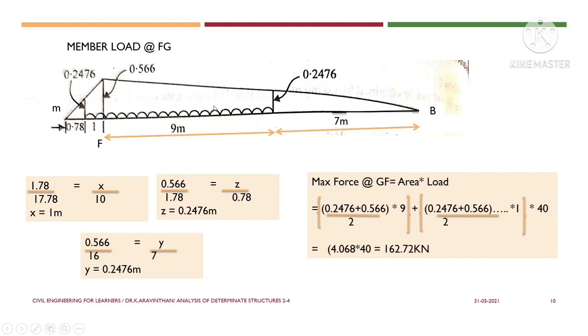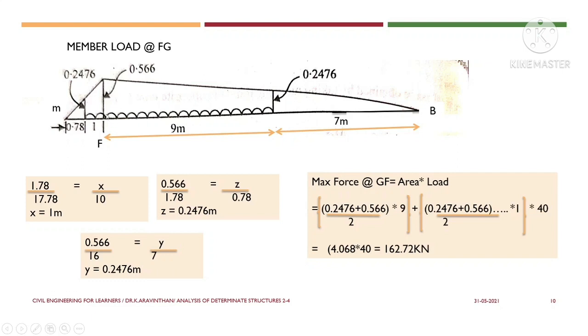The same ratio we shall provide for this UDL, and the UDL total distance is 10 meter and the x distance we have to find. If you cross multiply, you will be getting x distance as 1 meter. So the load has to be 1 meter at the left hand side and rest should be at right hand side. So 10 minus 1 will be 9. So the 9 meter will be at the right hand side portion. So this is the ratio of load.